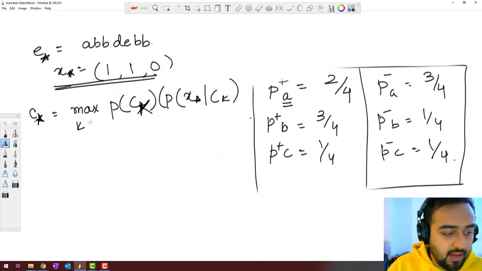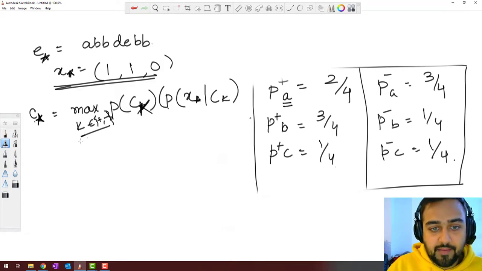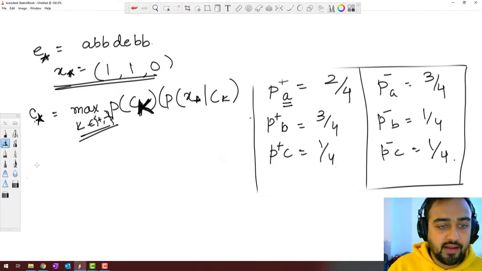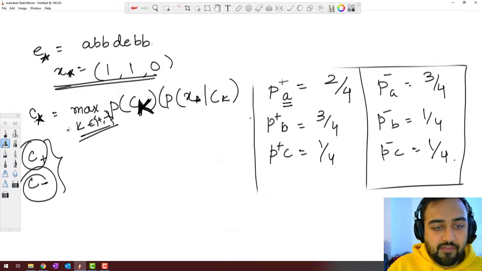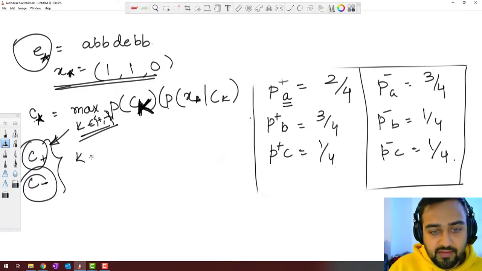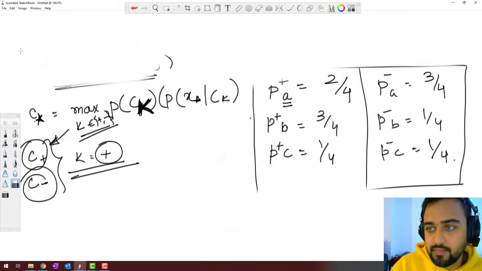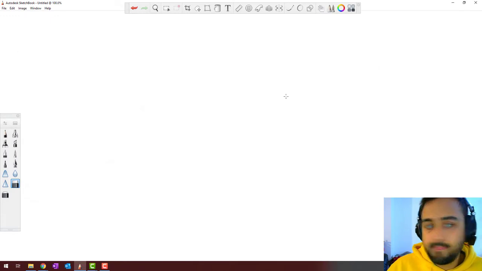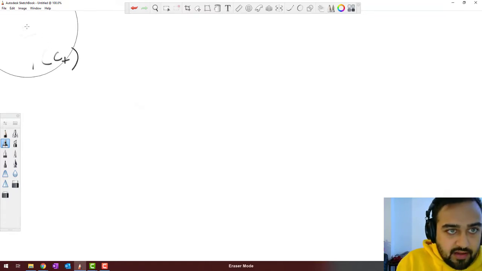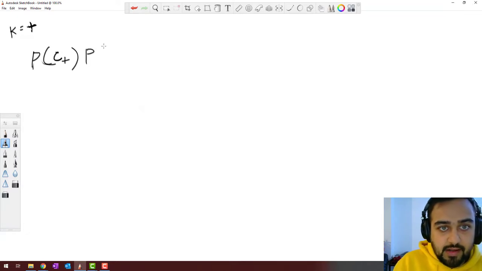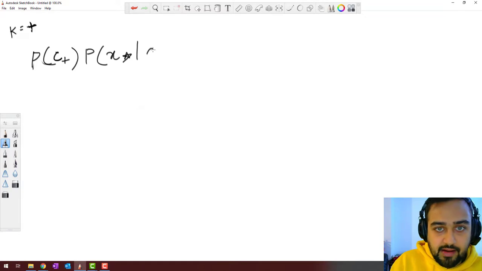For each class K, we find the probability and we try to find the max of it. So in this example, we'll be trying to find C positive and C negative, the probability for that email belonging to a spam class or a ham class. Firstly, for K equals positive, we do the following calculations. We have to find P of C positive multiplied by P of X star given spam class.